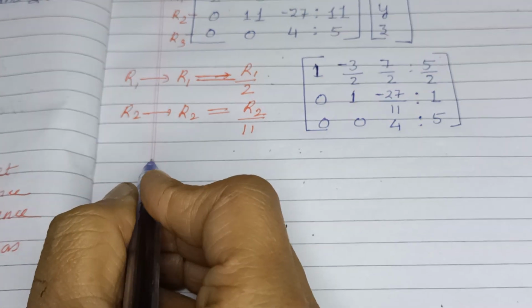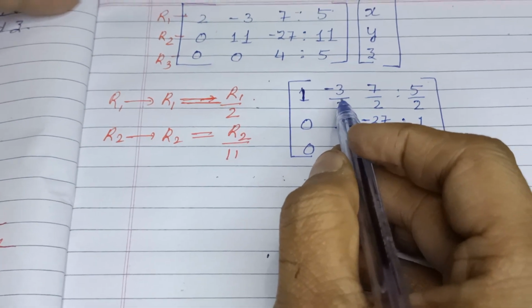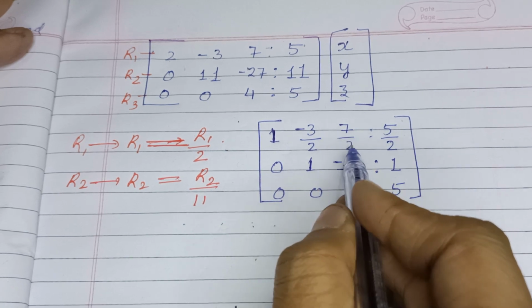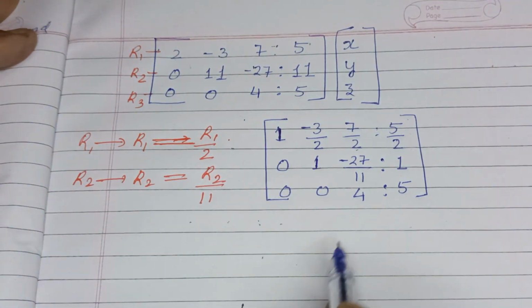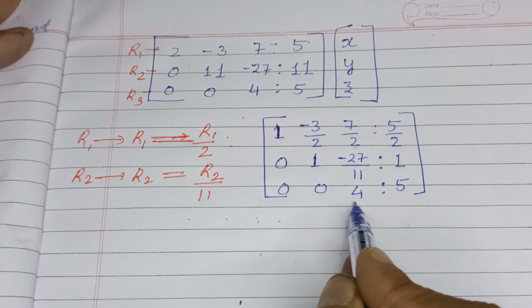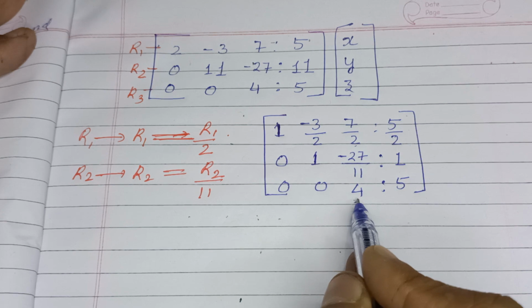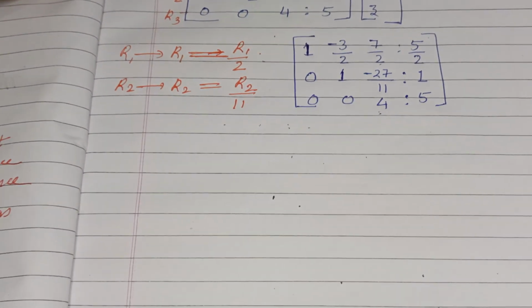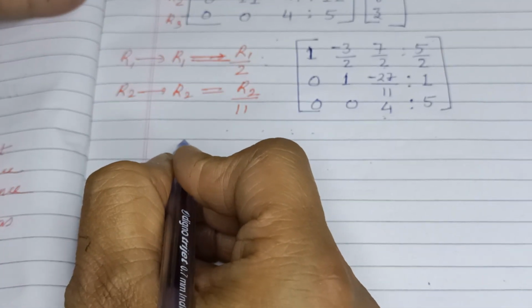Now let me make this 3 by 2 and 7 by 2 as 0, as well as this one as 0, so that I get the values. Here I already got the value of z. The z value I get is 5 by 4. But I won't get the other values if I don't make them 0, so let me try making them 0.